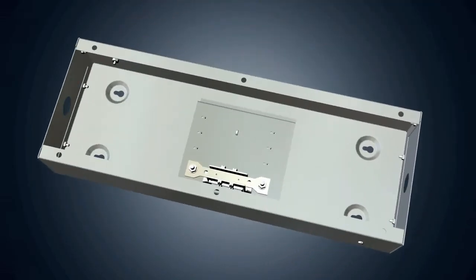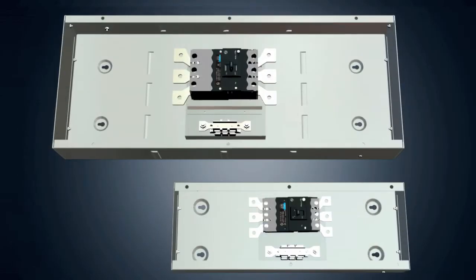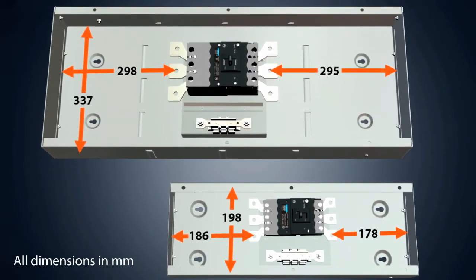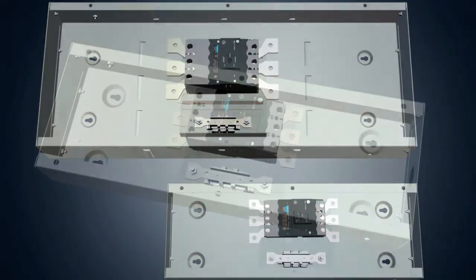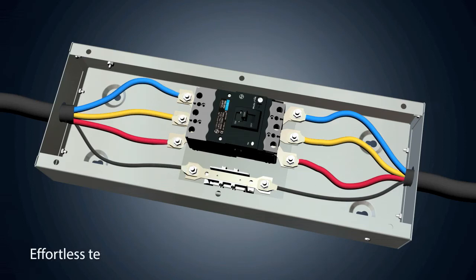The neutral link for TPN sits inside the enclosure. Ample space for cable termination inside the enclosure is a well-thought-out aspect of the design. This helps in a virtually effortless installation of three-pole MCCB for three-phase four-wire system.